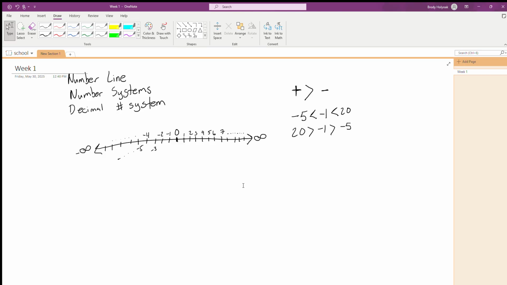All right, so after we get to that point, we're going to look at different types of number systems that exist. So a number system is simply a set of numbers that we use. What we use in general day-to-day life is what we call base 10, or decimal.